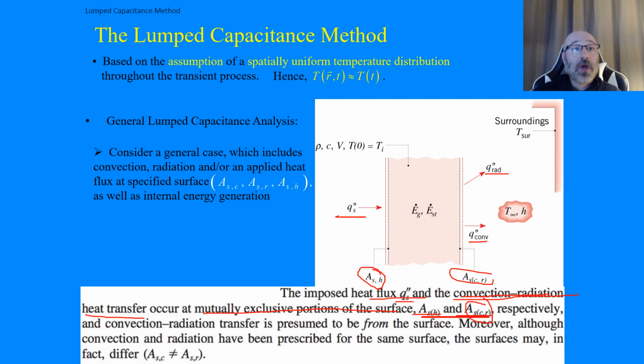Now our convection and radiation transfer is presumed to be from that surface right there, so you can see these arrows coming out. There's our radiation term, there's our convection term, coming from that surface. Even though we can see that convection and radiation have been prescribed from the same surface, the surfaces, in fact, may differ. So it is not necessarily true that these are equal to each other. Our A sub s,c could very much not be equal to our A sub s,r, and it's probably not going to be equal to it.